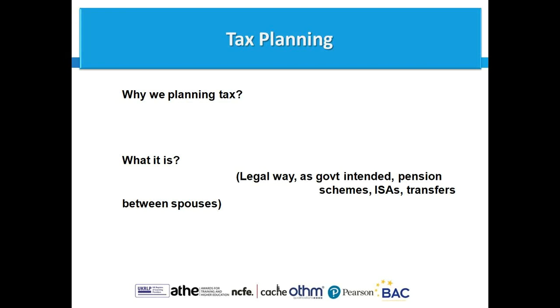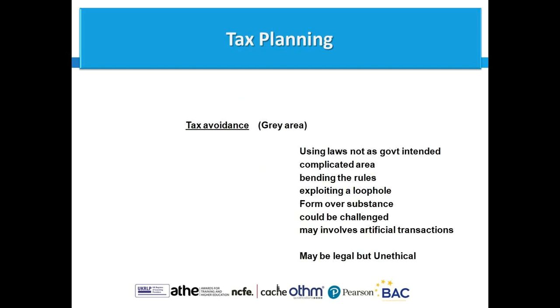Okay. So what is tax planning? Tax planning is always through legal ways and what the government intends. So what we can do is spread our incomes, or start a job in the middle of the year, which is allowed, so we can save tax this year. Tax avoidance is a gray area, using the law not as the government intended. It's a complicated area, bending the rules, exploiting loopholes for people to save tax: you transfer the wife's allowance, you move income, you split salaries between two partners, 12 and a half, 12 and a half, you make a company.